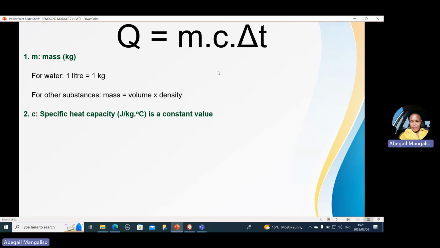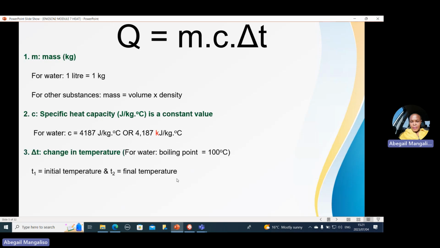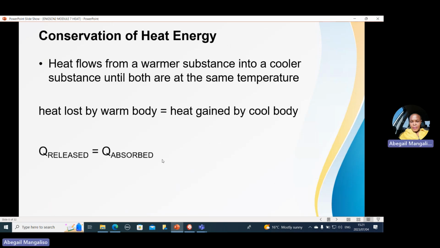C of this formula is the specific heat capacity. It is measured in joules per kilogram degrees Celsius because it's the heat that is required to raise 1 kilogram by 1 degree Celsius. So it is a constant value. What does it mean by this term constant value? If you are given information and want to calculate heat, for as long as the type of material is mentioned, that is aluminum, copper, steel, it means that this value will be given. There is a table that is used to get this value or specific heat capacity.